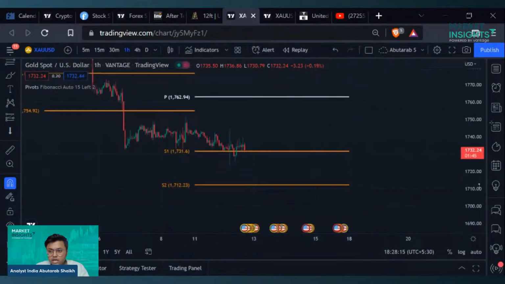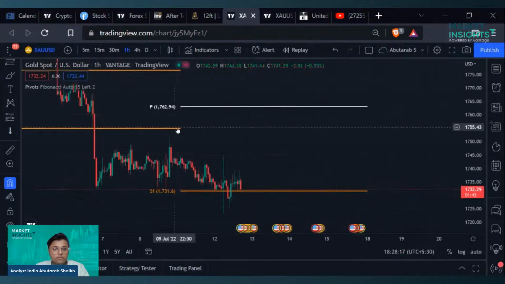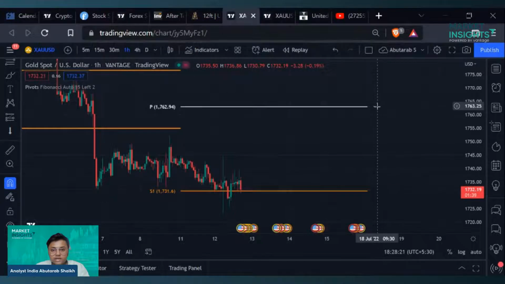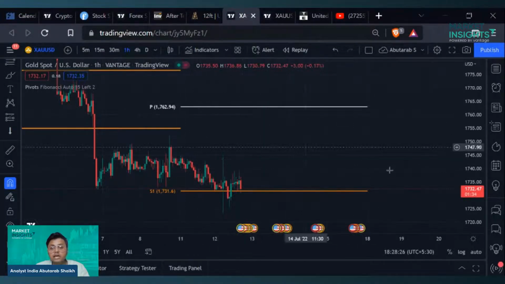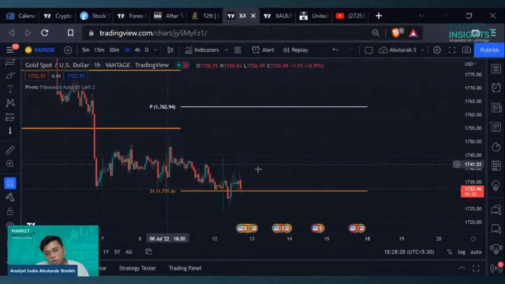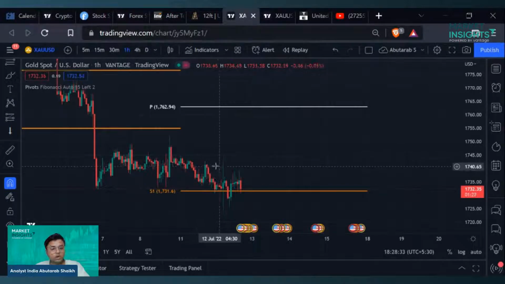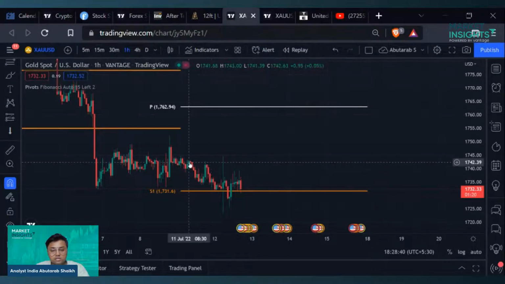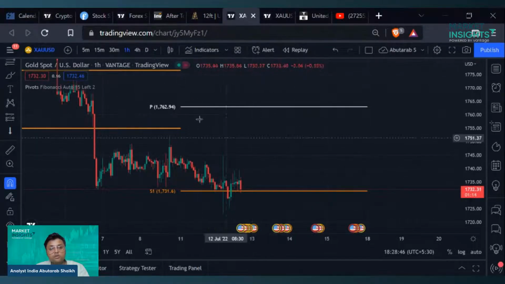How to interpret the pivot point, sir? If the price starts below the pivot, this is the pivot, 1762, that means the day is going to be bearish. The whole day, full day, it's going to be bearish. It might change due to certain news, or market participation, or other parameters that are working in the market. But if it is opening below the pivot, that means for the day it is going to be bearish.